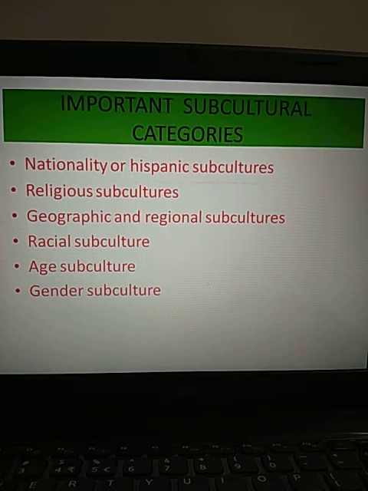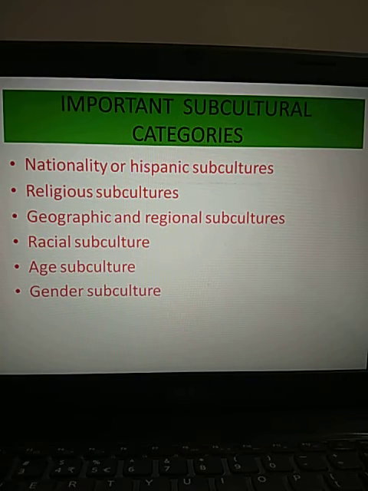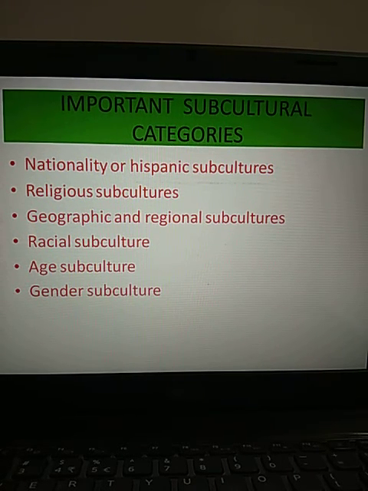The racial subculture. Let us take the USA itself. In America, you find whites are there, blacks are there, Indians are there, isn't it? So various different racial groups are there, and they are going to have what we call different needs. To satisfy them becomes what we call the racial subculture.